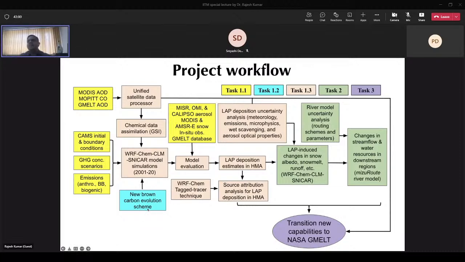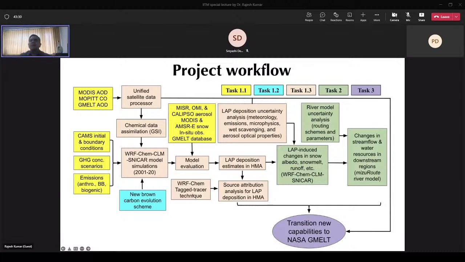Task 1.3 is then to develop a data assimilation system to constrain the aerosol burden in the model. And I'll show you later in my presentation why it is important to assimilate the satellite observations, how much benefit we can get by assimilating those observations. So once that is completed, we will thoroughly evaluate the model against these multi-platform observations.